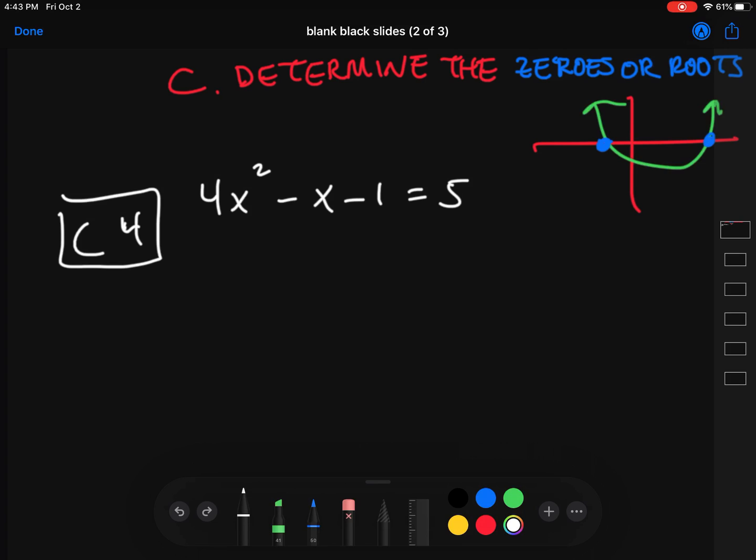Okay, the common mistake for students is to think that this is the A, this is the B, and that's the C. Well, that is wrong. Why is it wrong? Because you have that 5 over there. So let's move that 5, and I'm going to line it underneath the like terms there. So I'm going to get 4x squared minus x minus 6 equals 0.